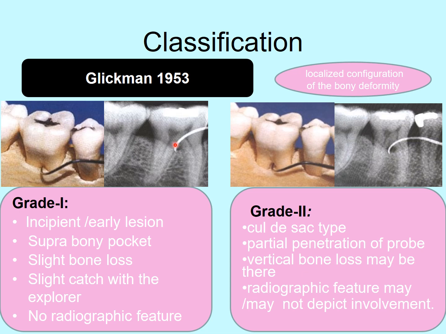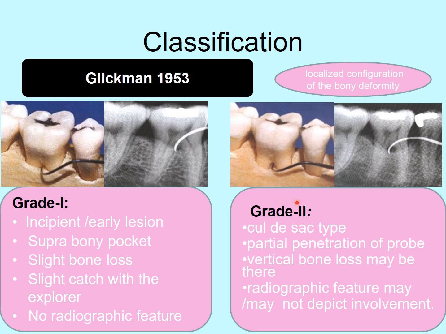Coming to the classification, we are dealing with three different classifications. Out of that, the most important one is Glickman classification in 1953, which is based on the localized configuration of the bony deformity. We have 4 grades under Glickman. Grade 1 is an incipient or early lesion, usually a suprabony pocket with slight bone loss. A slight catch will be there with the explorer, and usually we won't see any radiographic changes. That is grade 1 furcation involvement.